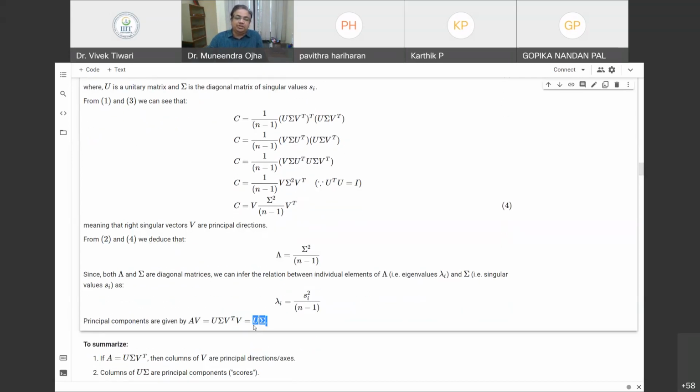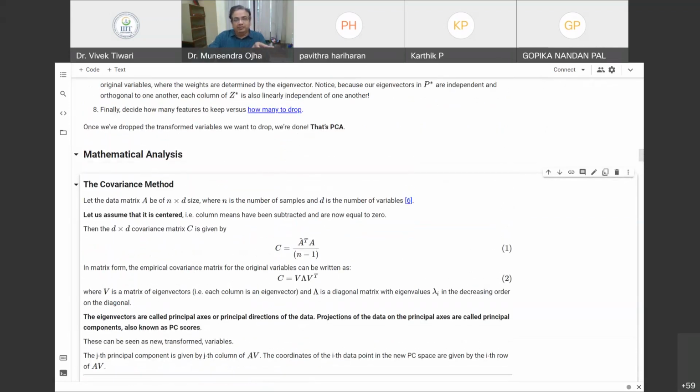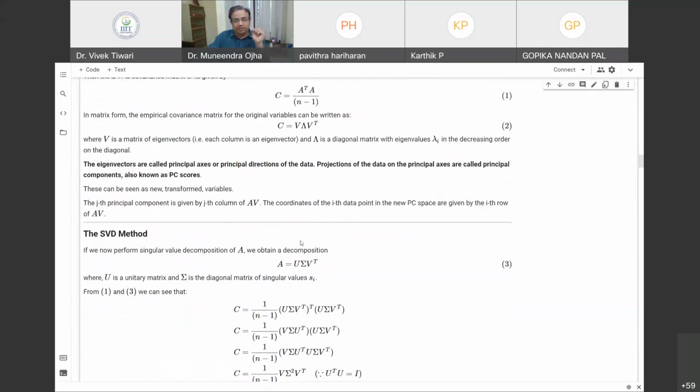And remember, when I was talking about singular value decomposition, there also we talked about two transformations. One was AV and the other was U sigma. AV or U sigma, both are the same. So in terms of singular value decomposition or in terms of the covariance method, both ways you can perform principal component analysis.